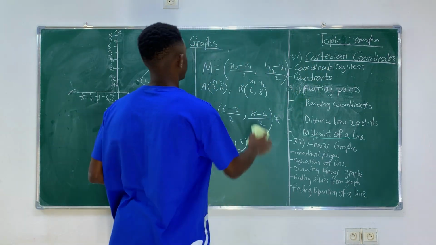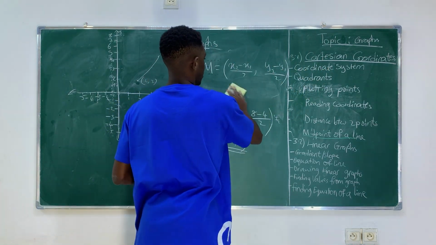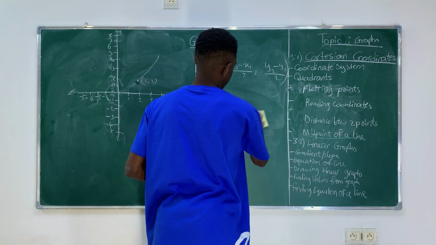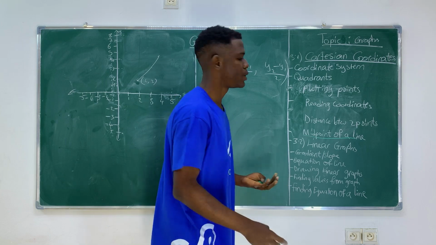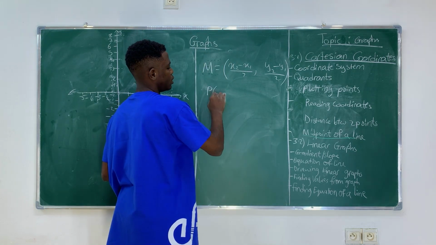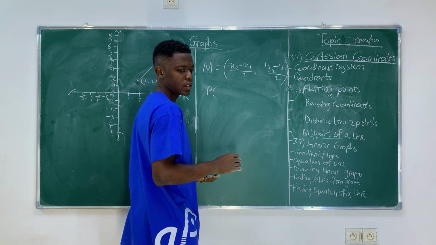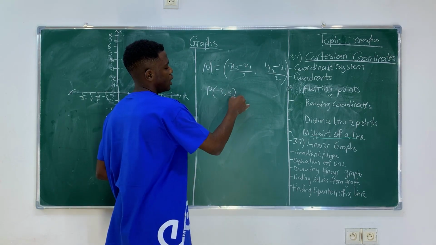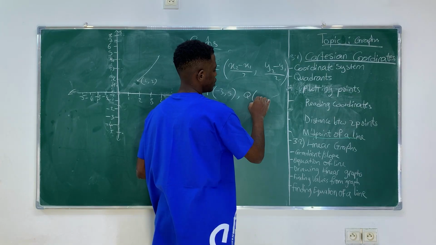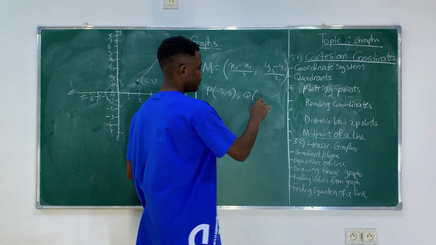Let's take another example. The second example says the point P is minus 3 and 5, and the point Q is 7 and minus 1.